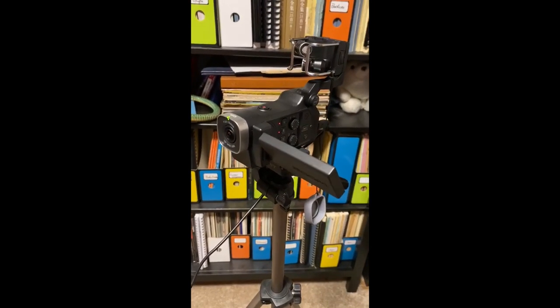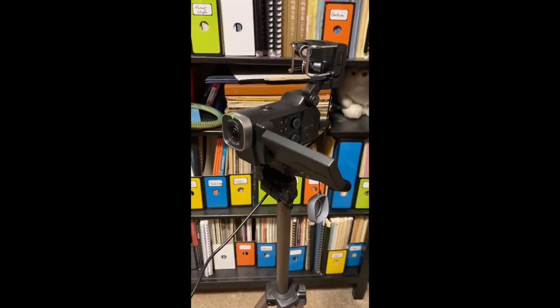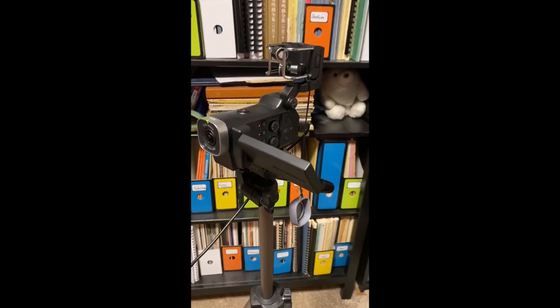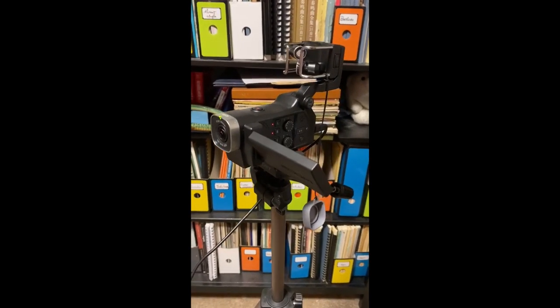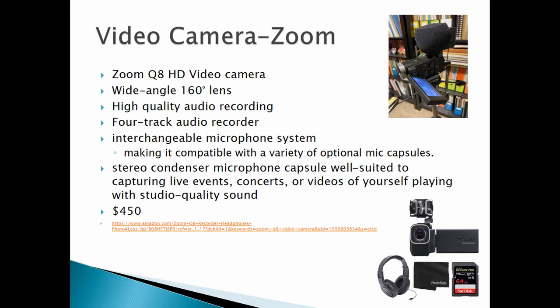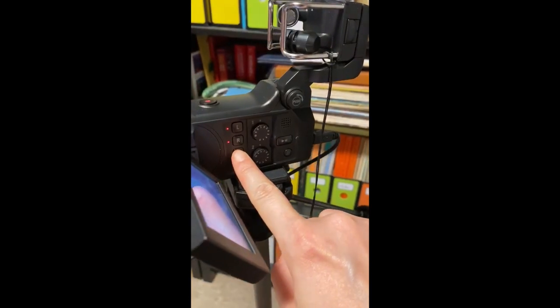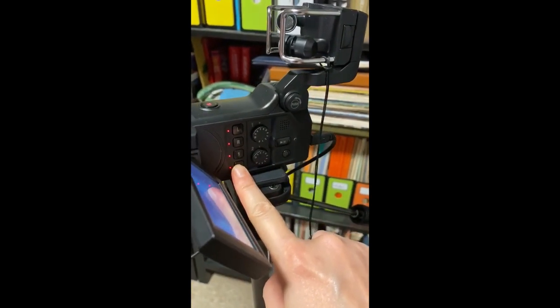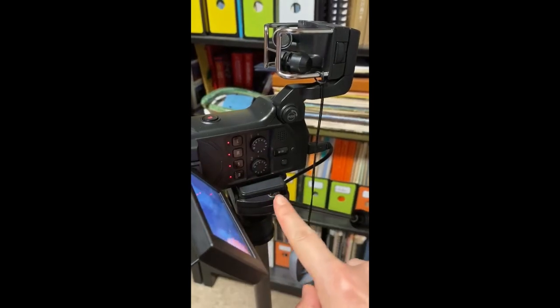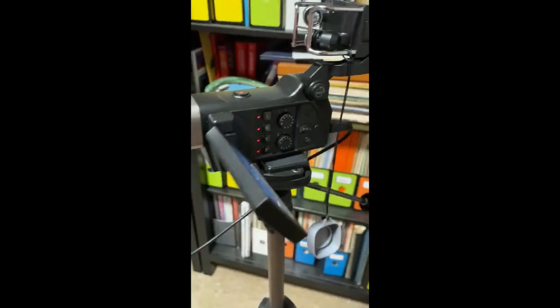Next, I wanted to show off this video camera. This is made by Zoom. It's the Q8 model, a high definition video camera combined with a high quality audio recording device. This camera has a wide angle 160-degree lens, and it features four tracks of audio recording. You can select whether you want four tracks, and you can also adjust the input.